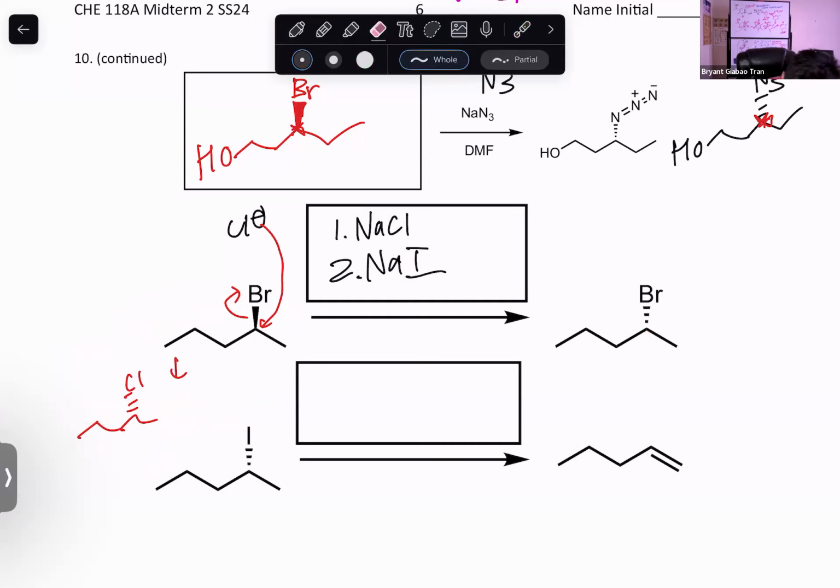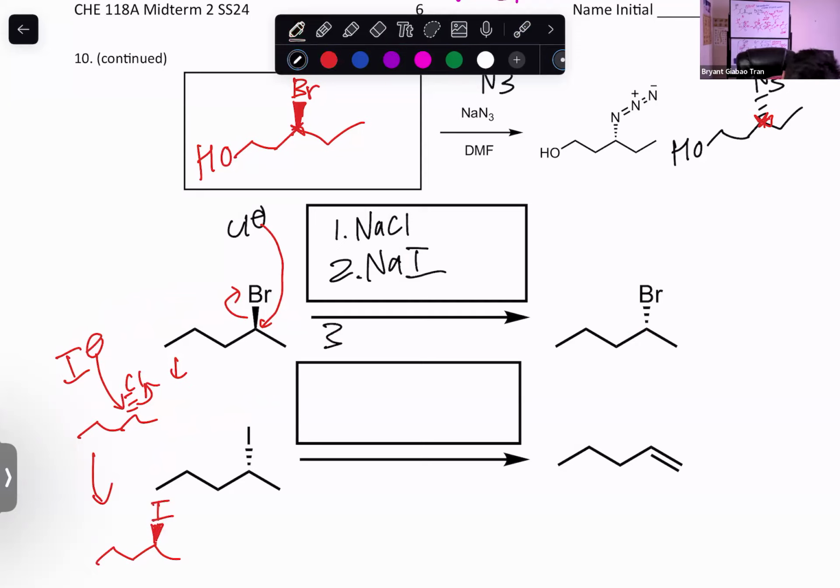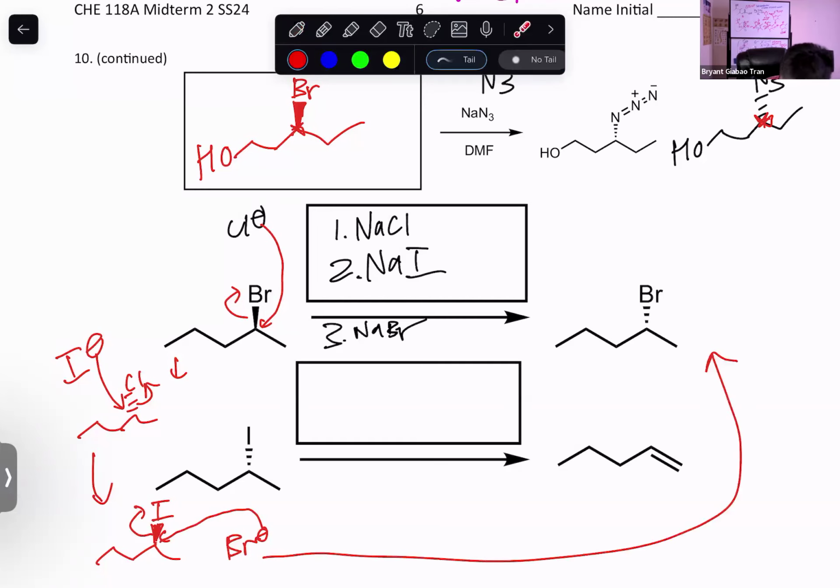Right. So the I minus will come around, attack that carbon, kick out the chlorine, and get the iodine right here. And then the third step, we could do NaBr, which would give us the final product that we want. So this was a 3-step synthesis problem here, which would give us that dash bromine right there. Right. So three steps.